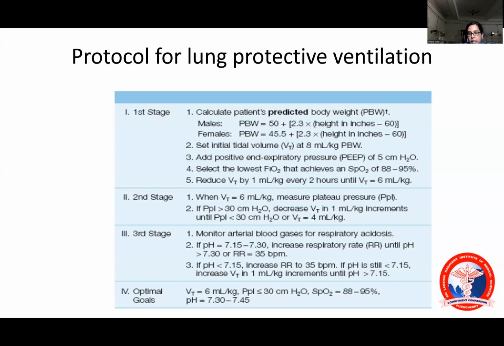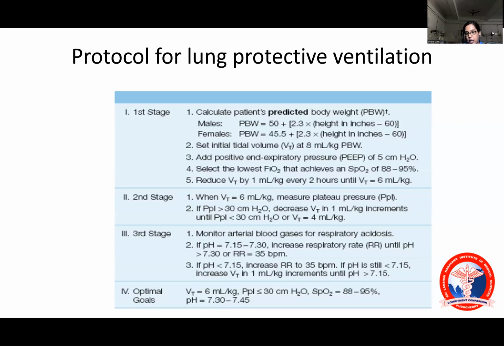From the second stage, we are going to give importance to plateau pressure, because plateau pressure is nothing but something corresponding to intra-alveolar pressure. So once the tidal volume has been achieved, now measure the plateau pressure. Our aim is to keep the plateau pressure less than 30 centimeters of water. If it is more than 30 centimeters of water, we will further decrease the tidal volume by 1 ml per kg, till the plateau pressure is less than 30 centimeters of water.